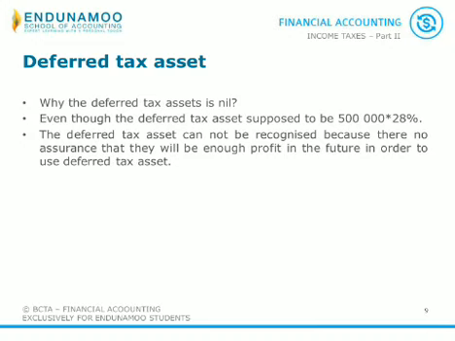And then they ask us the question, why is the deferred tax asset nil, even though the deferred tax asset is supposed to be 500,000 times 28%? So we've already done a brief discussion on that. And they say here the deferred tax asset cannot be recognized because there's no assurance that there will be enough profit in the future in order to use the deferred tax asset. So I really hope that you guys are understanding this principle and this concept, because I'm trying to break it down in its simplest form.